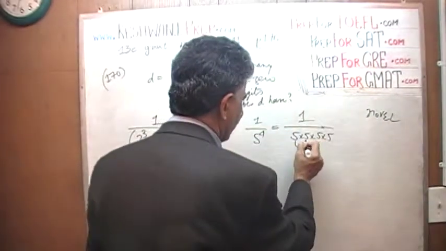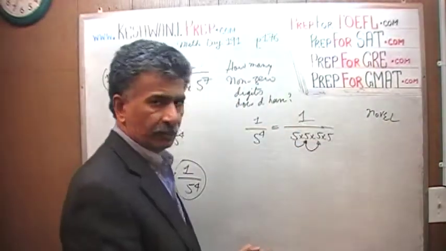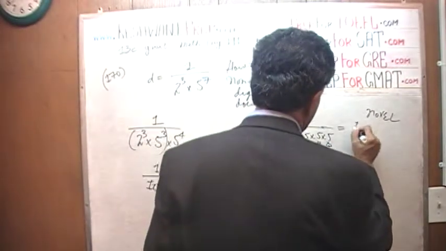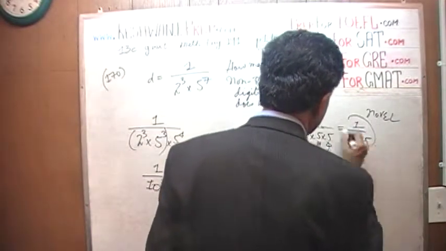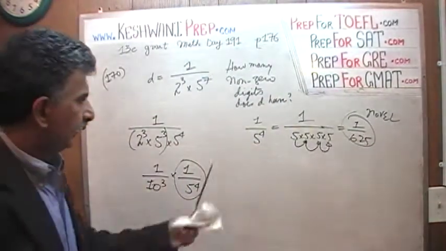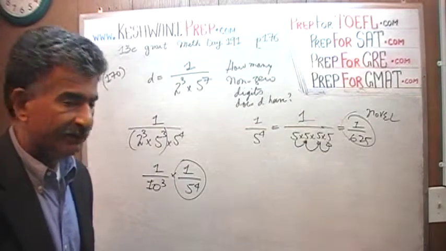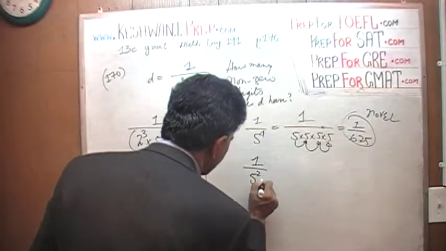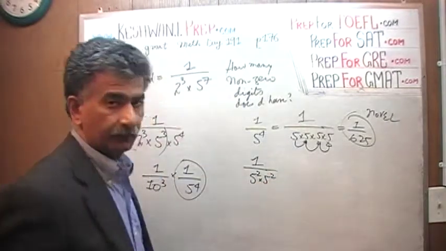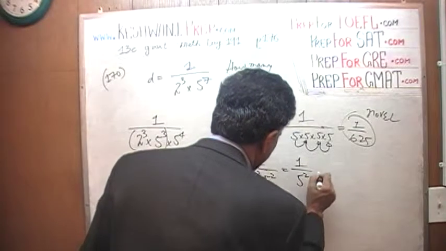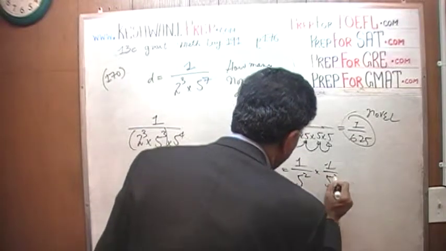5 times 5 is 25, 25 times 5 is 125, and 125 times 5 is 625. If you sit there and try to do this manually, this is not what we're looking for here. Let's chop it up into manageable parts that are easy to deal with. Can we write 1 over 5 raised to 4 as 5 squared times 5 squared? Well, why not? And that can be written as 1 over 5 squared times 1 over 5 squared.